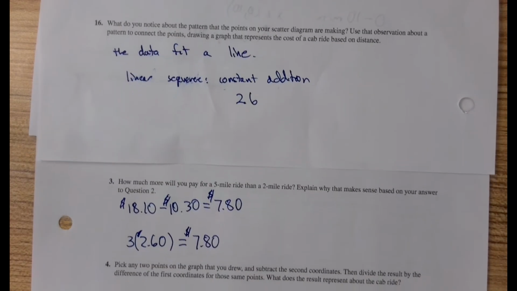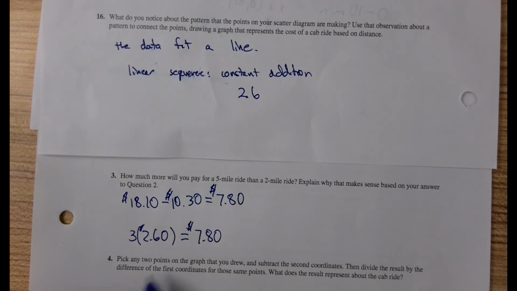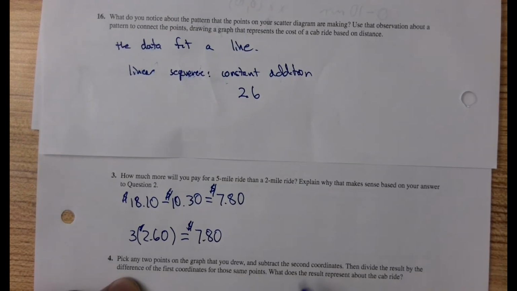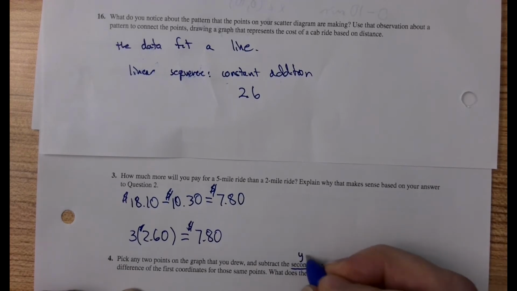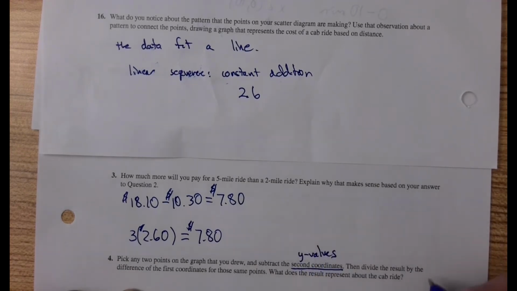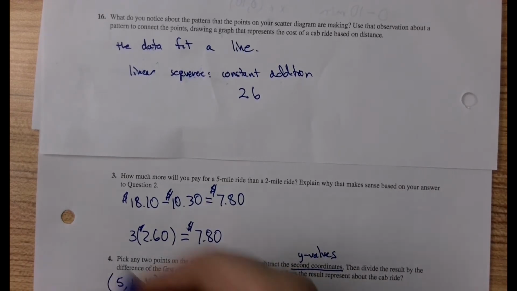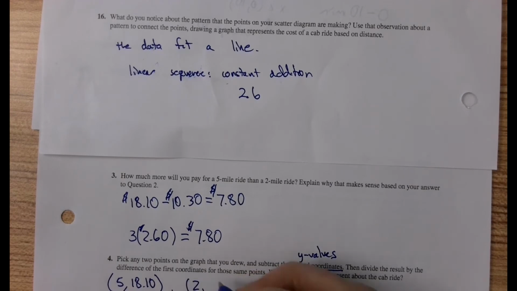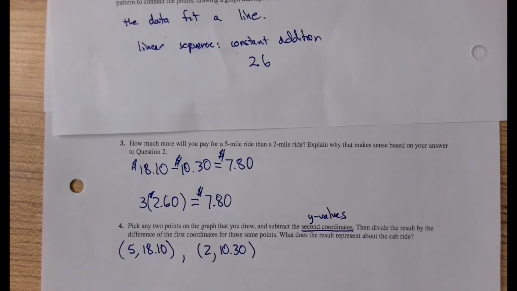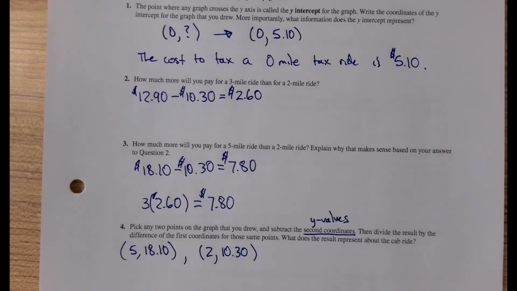All right, now we get a little tricky. So our author says, pick any 2 points on the graph that you drew and subtract the second coordinates. What he's referring to here is the y values. So I'm going to pick the last point, (5, 18.10), and I'm going to pick this coordinate, (2, 10.30). Pick any 2 you want. Pick some different ones if you're following this, if you're doing the work yourself, and see what you get.